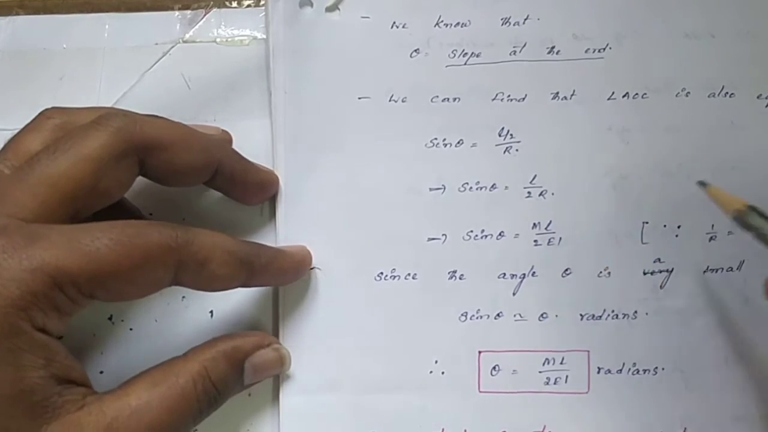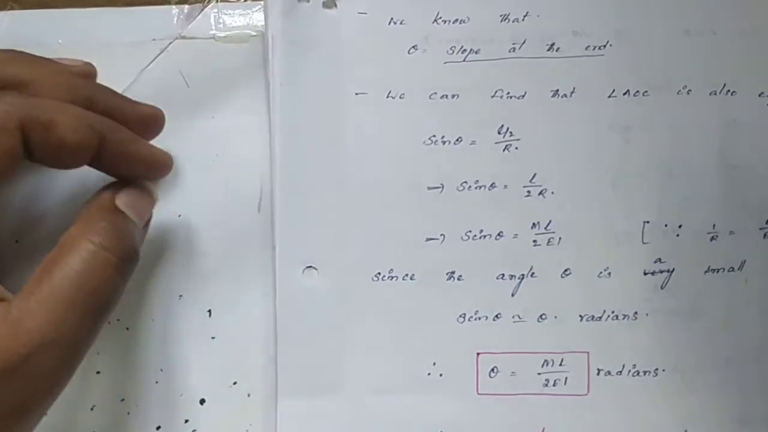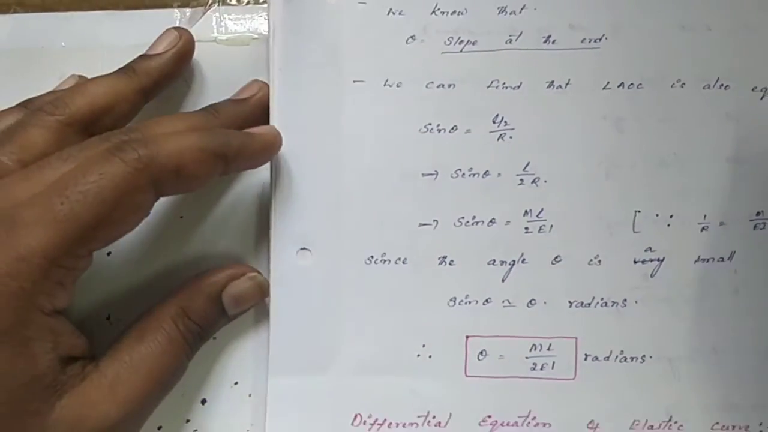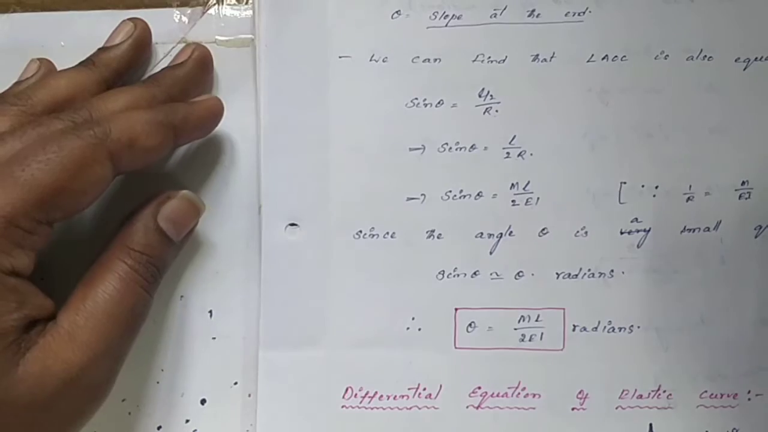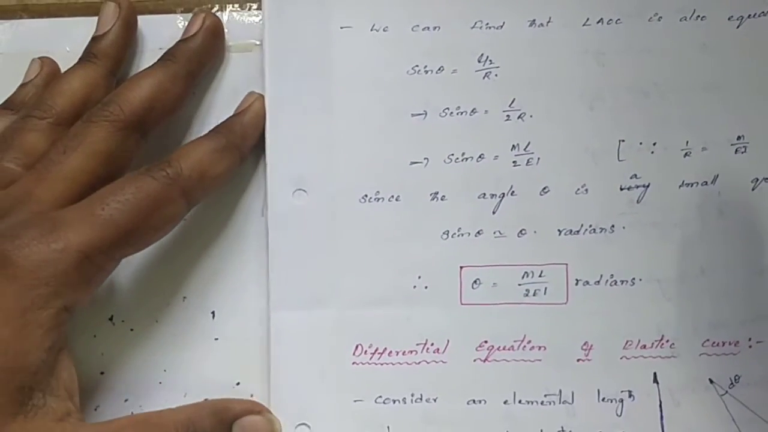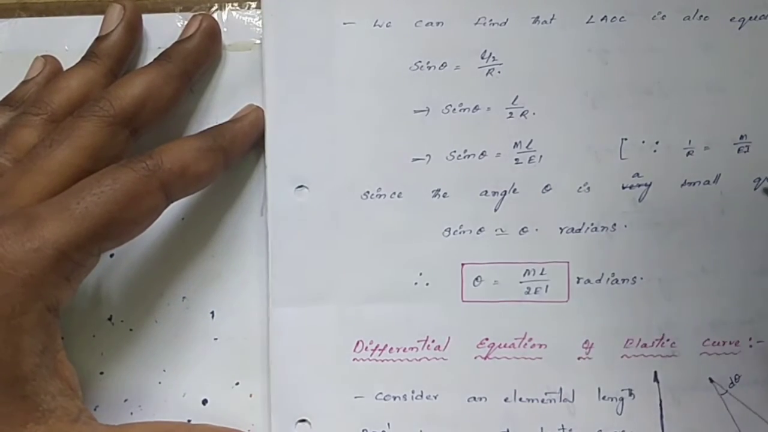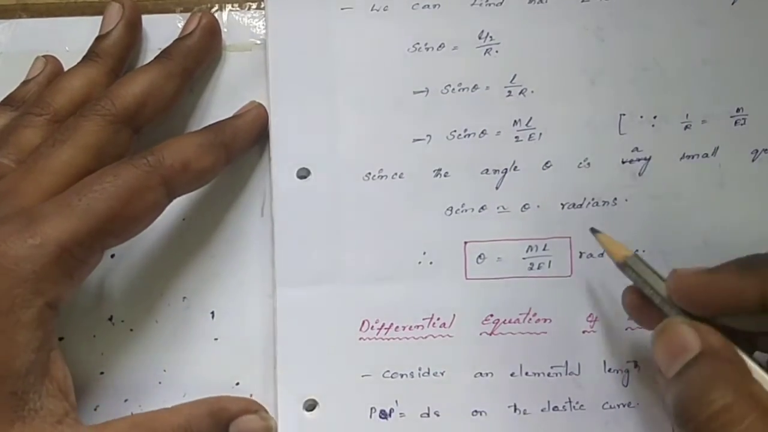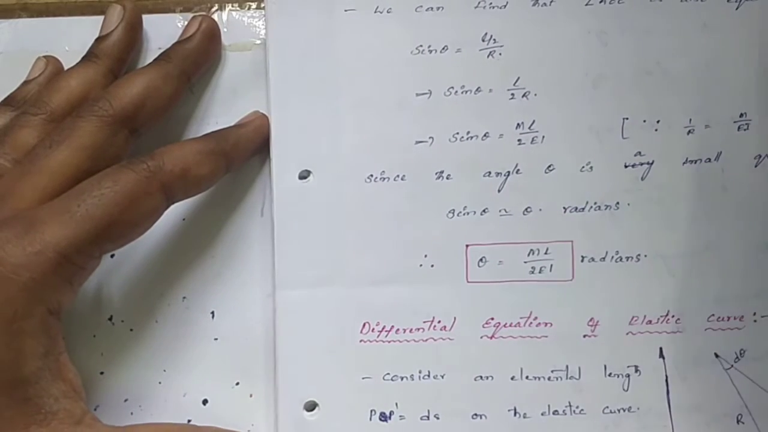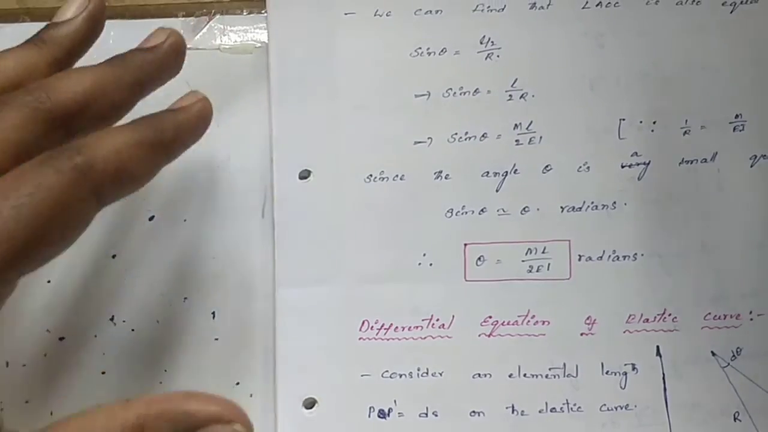1 by R can be written as M by EI, so sin theta equals ML by 2 EI. Since the angle theta is a very small quantity, sin theta can be written as theta in radians. Therefore finally theta equals ML by 2 EI radians. It is the slope when a beam is subjected to uniform bending moment.